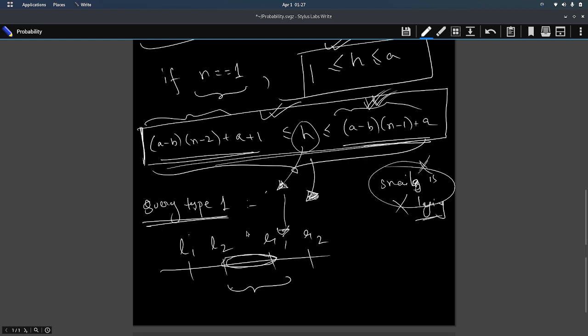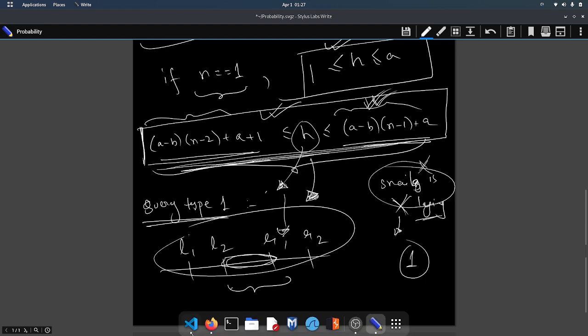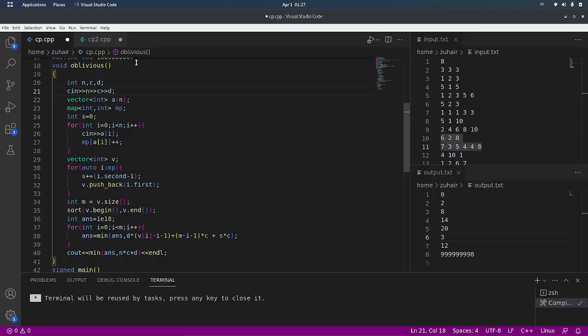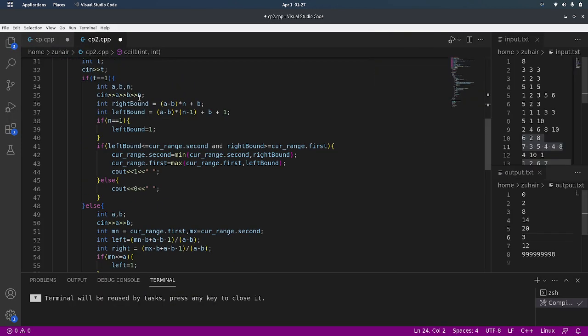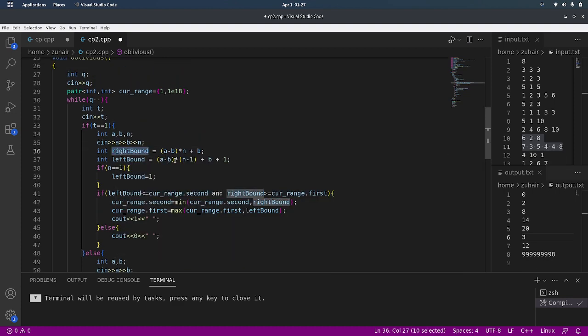And now we will talk about query type 2. So query type 1 will be this: if the snail doesn't agree with the previous adaptations, then we will print 0, else we will print 1, and we will adapt our h to this by minimizing them. That is what I have done in my code. Let's read it once. So what happens is, for this we have found the right bound to be this.